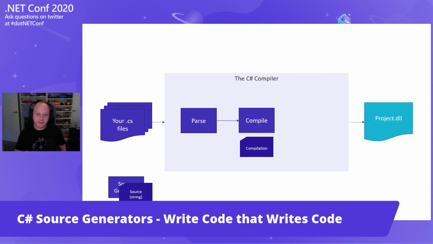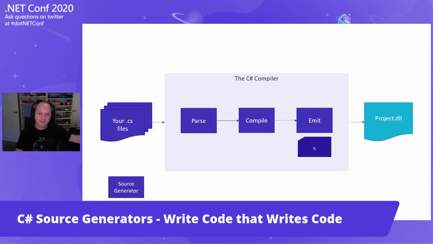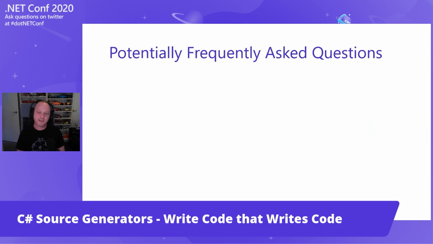That new source gets parsed, becomes a syntax tree, gets compiled, becomes a compilation, and then that compilation is melded together with the compilation from your project to finally go to the emit phase and become IL, and then out the door to a project, to a DLL. So with C# 9 source generators, you can hook into the compiler pipeline and run some of your code, and you can access some of the internal data structures that the compiler has, which is super powerful. At this point, usually people have some questions, and I'm going to try and guess what they are.